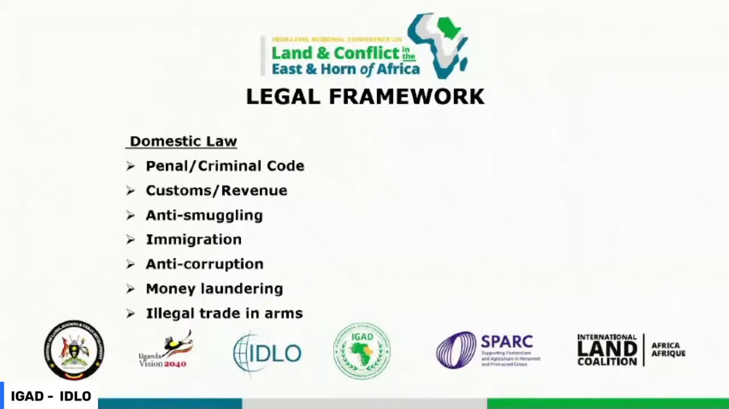There are basically three types of war economies. The first one is what we call combative. This is a situation where the combatants, the rebels or the fighting forces themselves, exploit those natural resources or indulge in criminal or illegal trade to raise money to do the fighting, to buy arms, to pay soldiers. That is called a combative war economy.